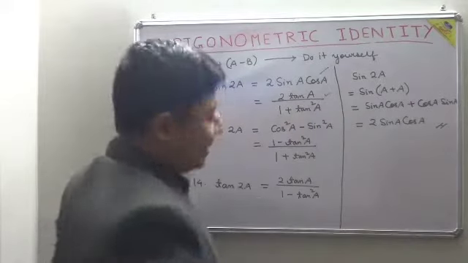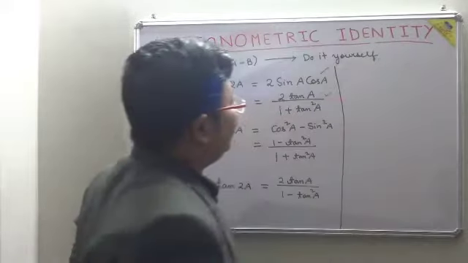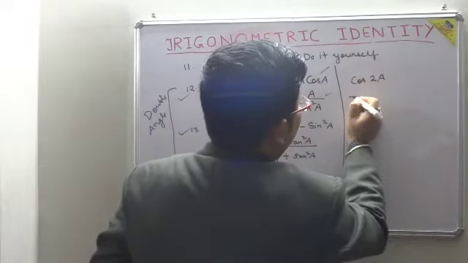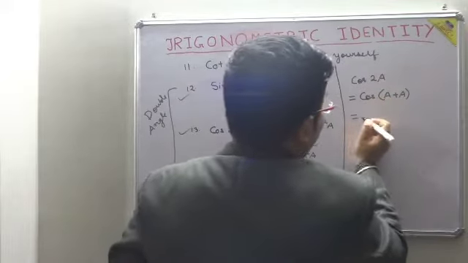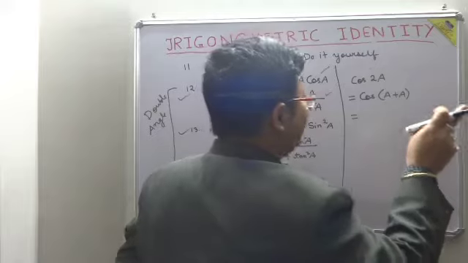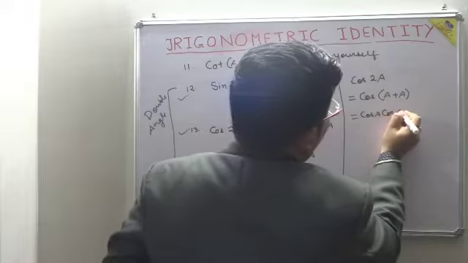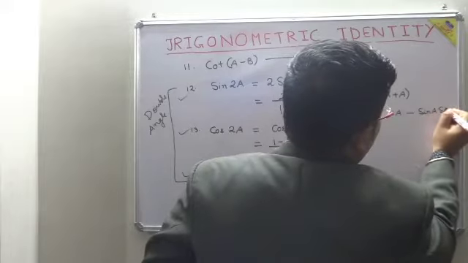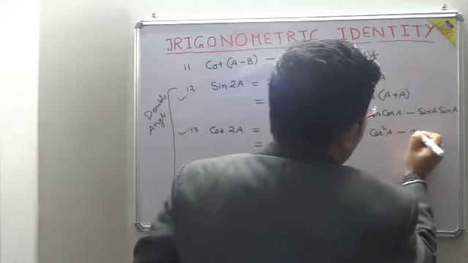Now I will come for cos twice A. How to do it? For cos twice A you do it in this way. It is the double angle, but I will make it as compound, A plus A. What was the cos A plus B formula? Cos A cos B minus sin A sin B. So cos A cos B, what is cos B here? Cos A, minus sin A sin B. Sin B is here A only. So what will be our value? Cos square A minus sin square A.